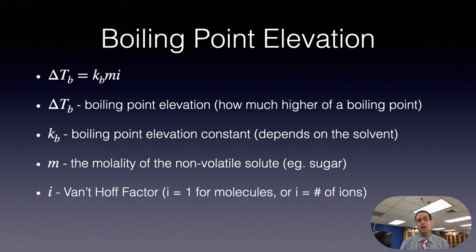i is the Van't Hoff factor. Basically, it's the number of particles on the right side of a dissolution reaction. So it's going to be 1 for non-electrolytes like sugar or any kind of molecule, and it's going to be a number for ions. And we'll see how that looks like, all right?